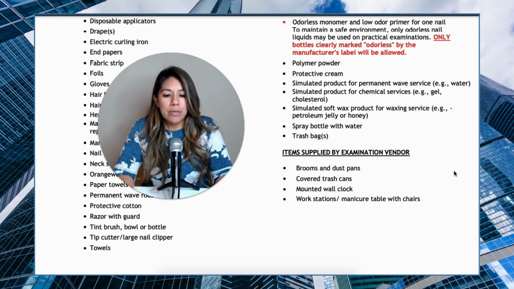Polymer powder, protective cream, simulated product for permanent wave service. You do not need to take the real product. You can put water in your bottle and that is acceptable. Simulated product for chemical services, for example, gel or cholesterol. Again, you do not need to take the real product. Simulated soft wax product for waxing, and usually petroleum jelly or honey is used. Next one, spray bottle with water and trash bags.